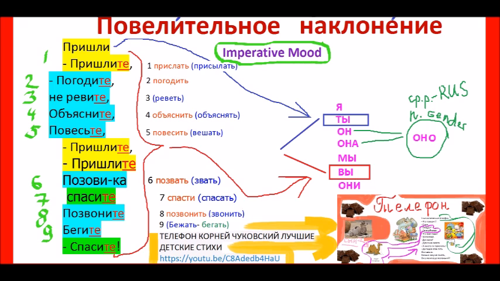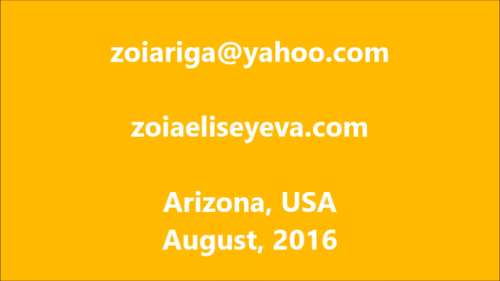And I will repeat on the bottom the name of the YouTube entry. Телефон, Корней Чуковский, лучшие детские стихи. Telephone, Корней Чуковский is the author, very famous. You will see the years of life there in my post. Please watch my post. Лучшие детские стихи, the best children's poems.